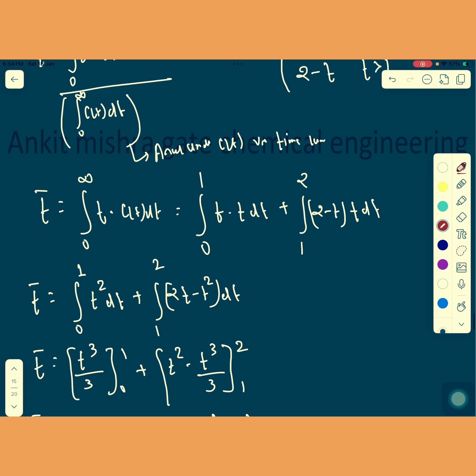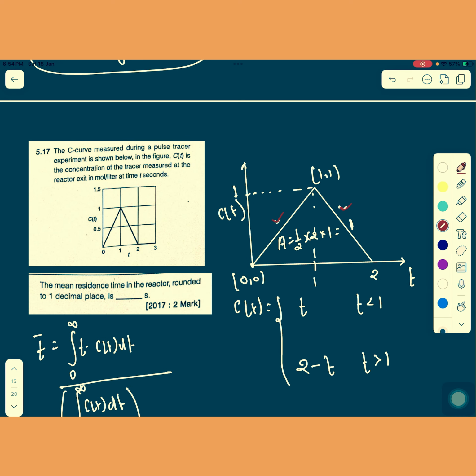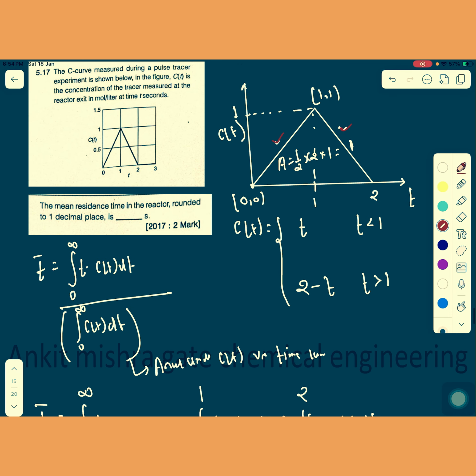Is that clear? And if you want to do it with the shortcut, if the graph is symmetric, you have to add all of these 3 points: 0 plus 1 plus 2 divided by 3 is equal to t bar. So the value of t bar you will be getting is 1. This shortcut is only applicable when there is a symmetric curve. If the curve is not symmetric, then you cannot use this.